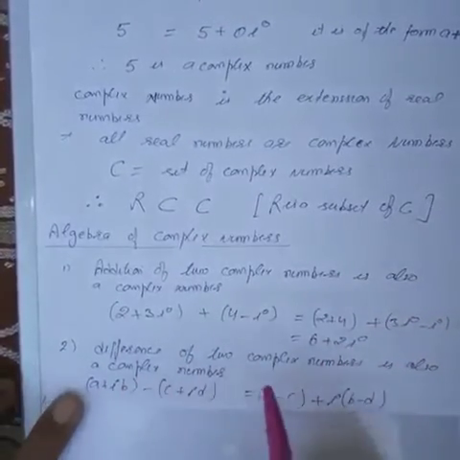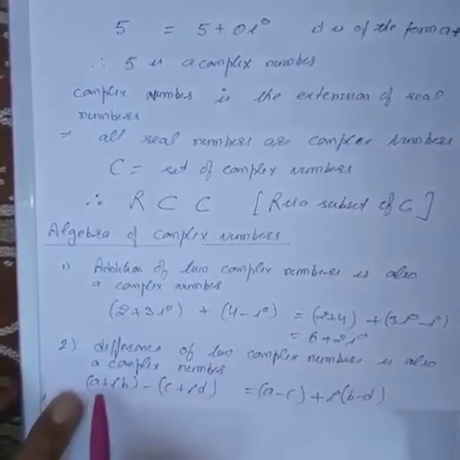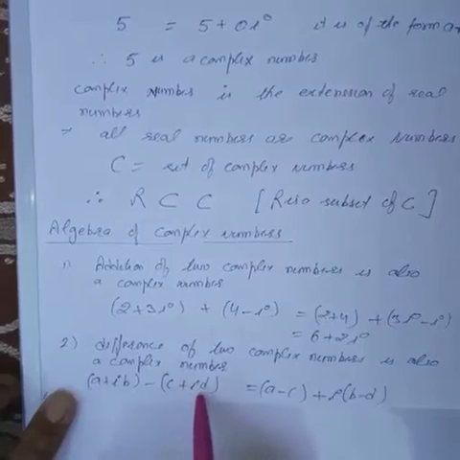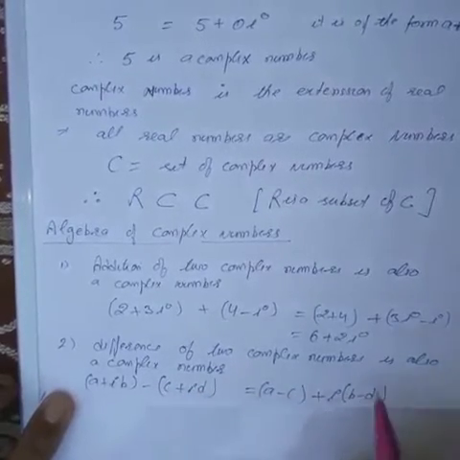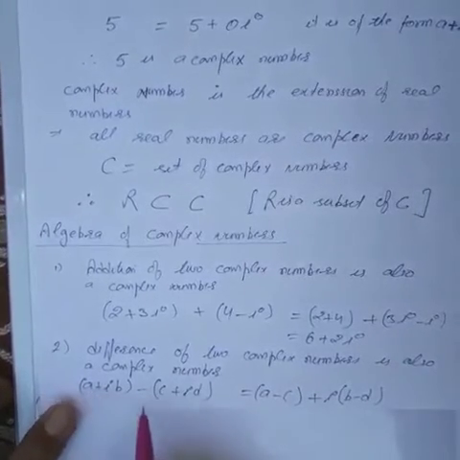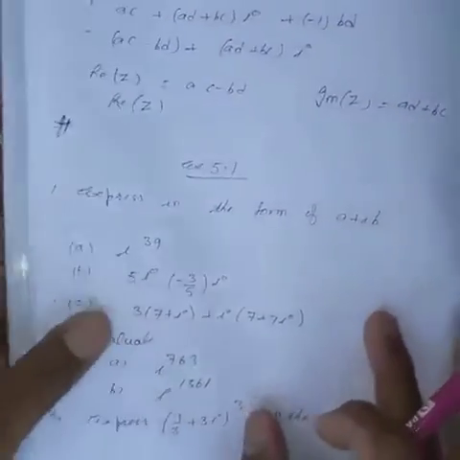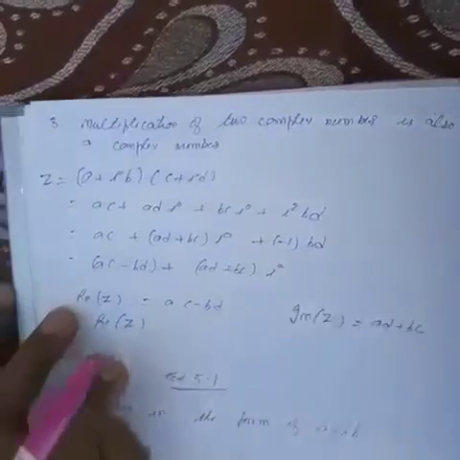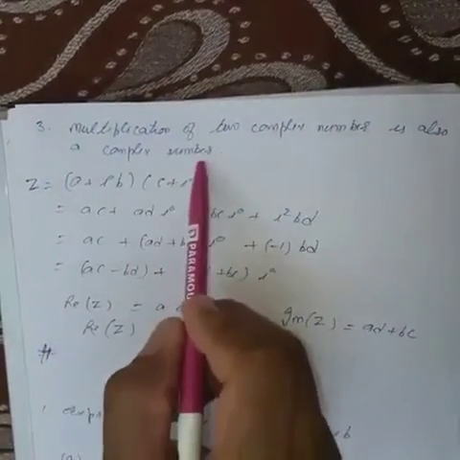Second, the difference of two complex numbers is also a complex number. We can subtract. You can consider any two complex numbers and their difference will be a complex number. We have to combine real term with real term, imaginary term with imaginary term. Then the third rule is that the multiplication of any two complex numbers is also a complex number.